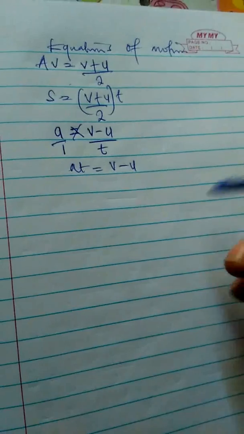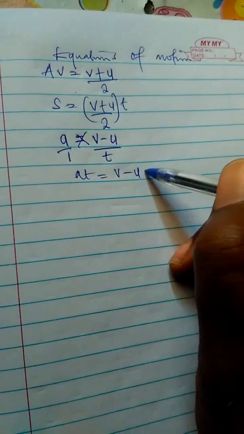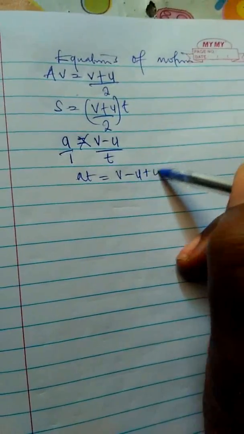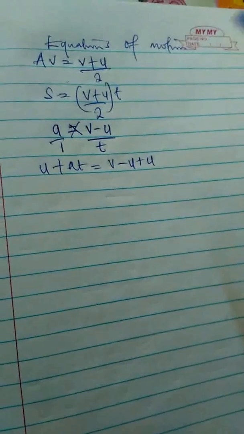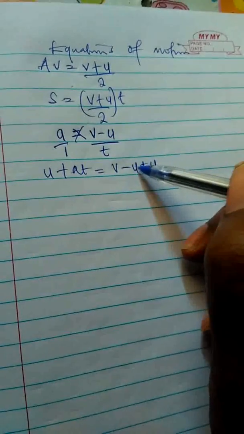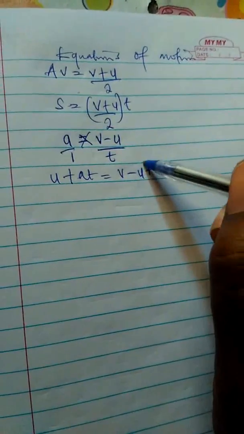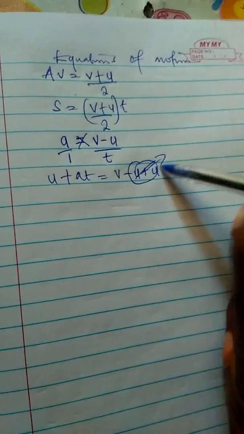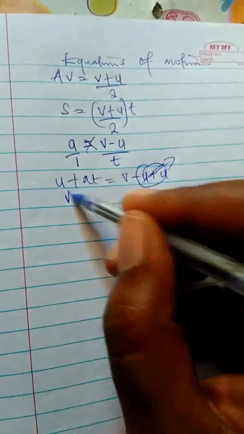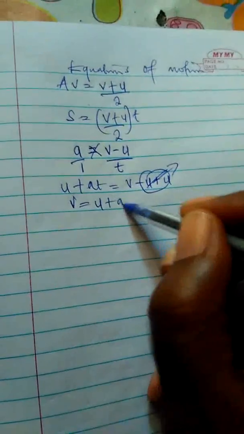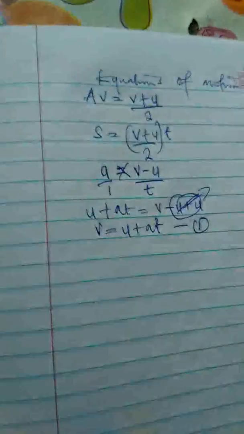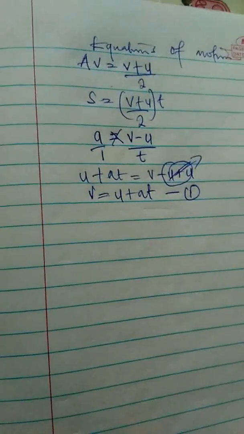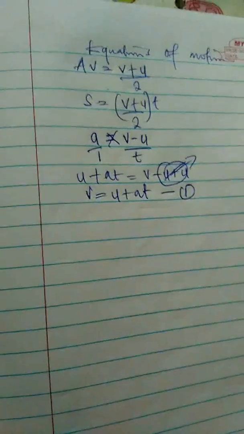So trying to make V the subject of the formula, I will try to eliminate this U. Since I have a minus here, I'll add U on both sides. So minus U plus U equals 0. So I'm left with V equals U plus AT, which is equation 1, the first equation of motion.